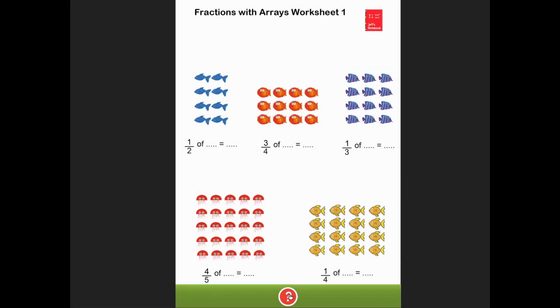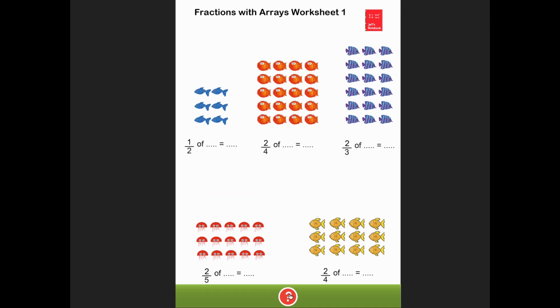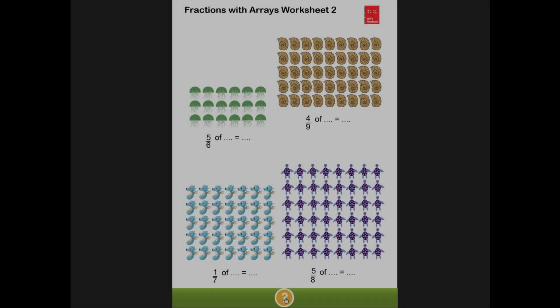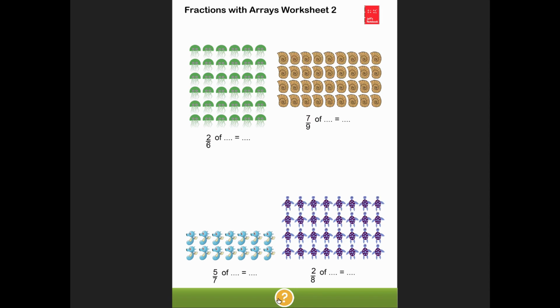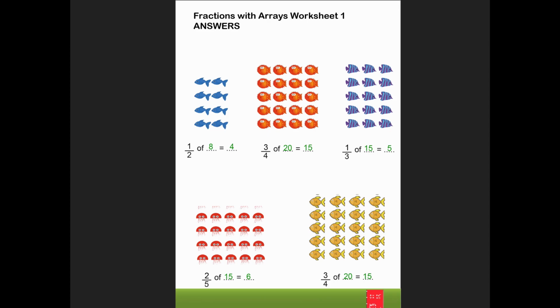Worksheet 1 has got lots of practice questions with the denominator from 2 to 5 and the number of objects up to 30, whilst with worksheet 2 the denominators go from 5 to 9 and the total number of objects up to 50. And of course the answers are ready to be printed out immediately.